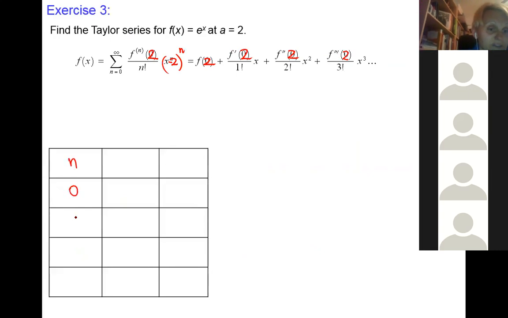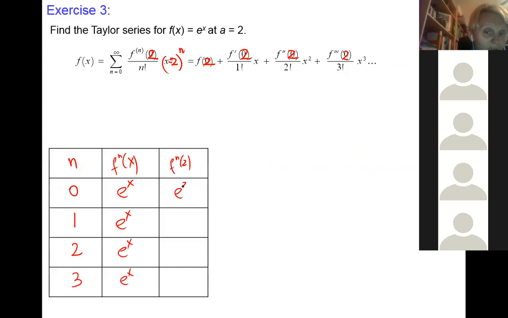That's the nth derivative of e to the x. If I put the function, the first derivative, the second derivative, the third derivative of the function. Function is just e to the x. First derivative, the same. And then at 2 will be e squared. That means the nth derivative will be e squared over n factorial times x minus 2 to the power of n.